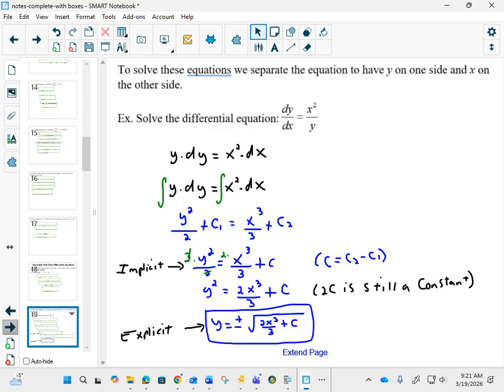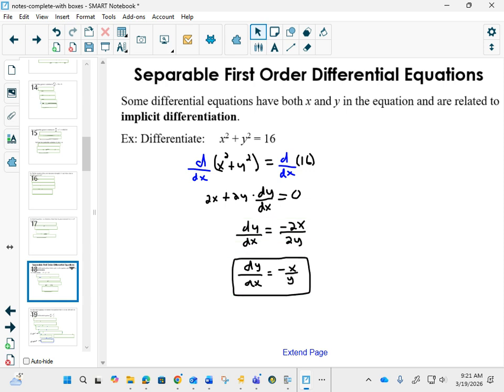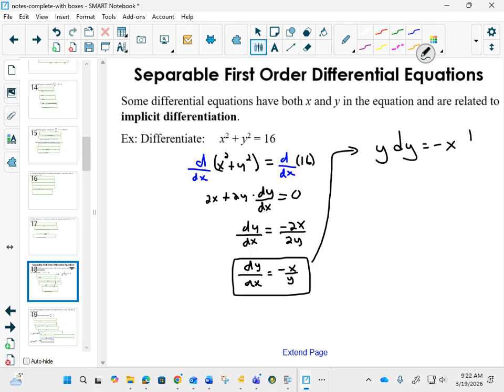Let's look back at our very first equation, just like we did our implicit differentiation, and we got dy dx equals negative x over y. So if you had started with this and didn't know, they just gave you, hey, dy dx is negative x over y. What equation was this? Well, I can multiply both sides by y to move the y to the other side. I can multiply both sides by dx to get my dx on that side. And now I separated my y's on one side, my x's on the other.